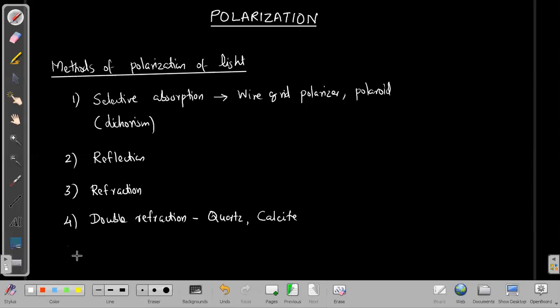Okay, and the last one is polarization by scattering. Here we will discuss a few of the methods. We already discussed selective absorption. Today we are going to discuss the other two, that is reflection as well as refraction. Double refraction we will discuss later. So we can directly go to our topic, the polarization of light by reflection.